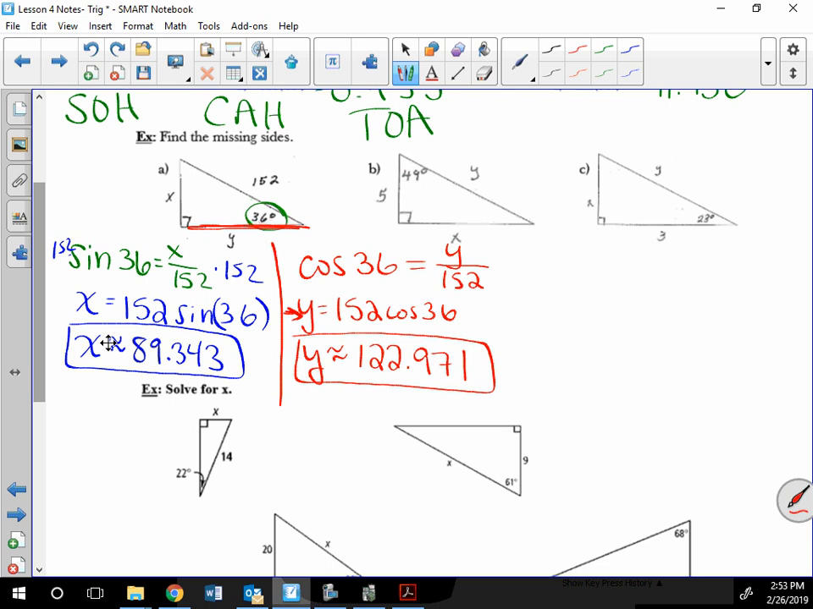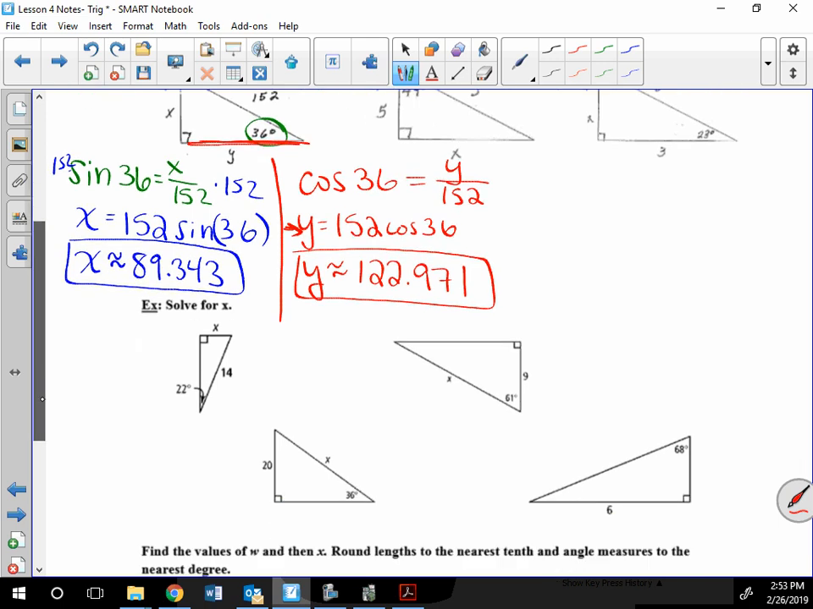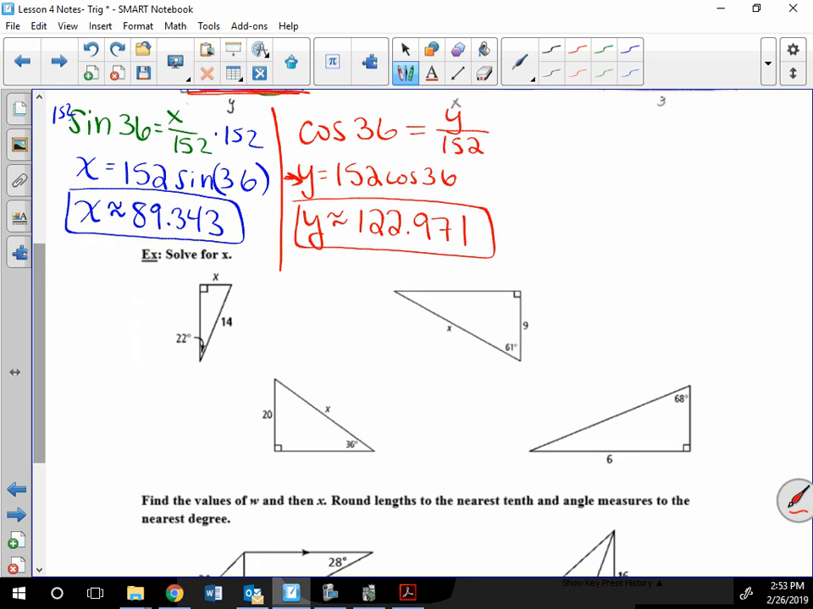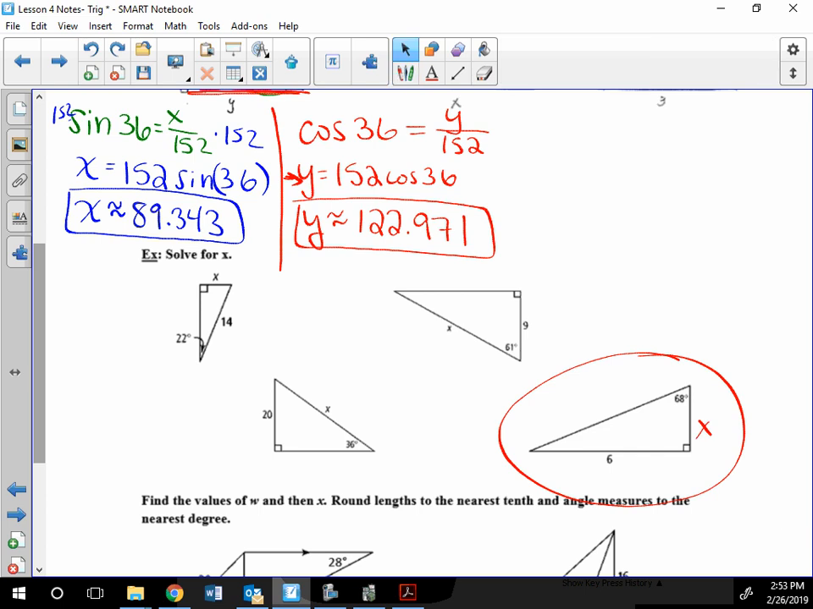Okay, I want you guys to go ahead and do this one here. Wait, where did x go? X is supposed to be right here. Alright, solve for x. First, think which sides do I have and which ratio will I use? Once you get your answer, double check with your shoulder partner. See if you got the same thing.